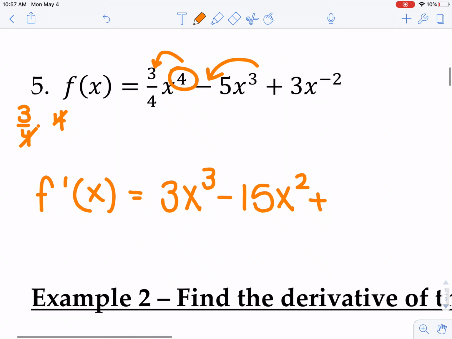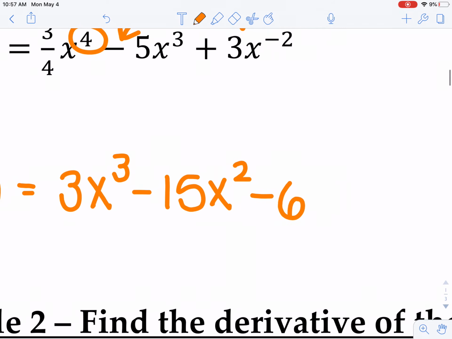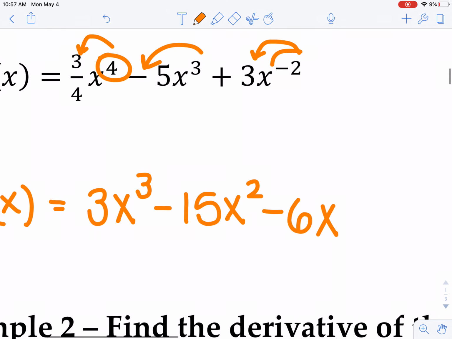Now let's talk about these negative exponents. It's the same story. Drop it down. So it's actually going to be plus -6. So I'm just going to change this to a minus. So -6x. Now here's the weird part. When I subtract 1 from the power, it goes to -3.